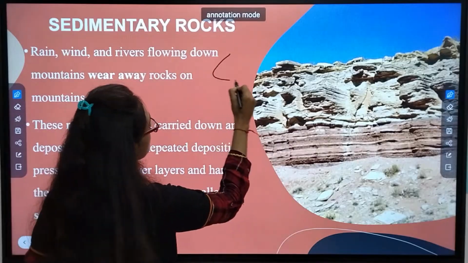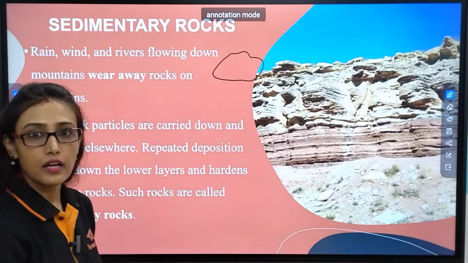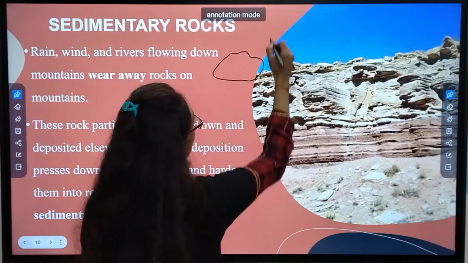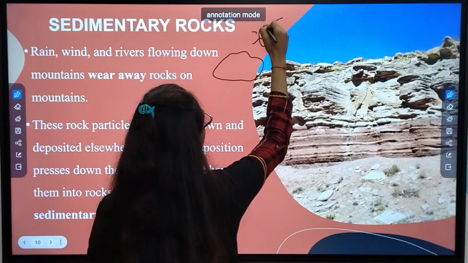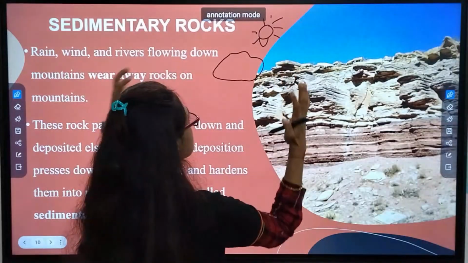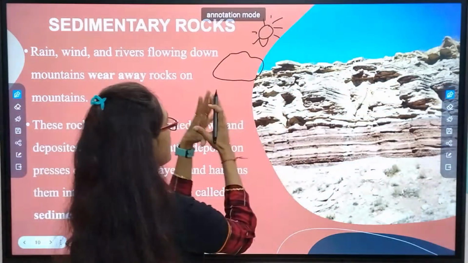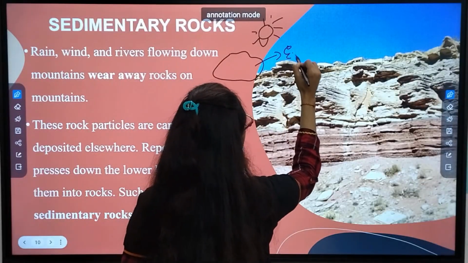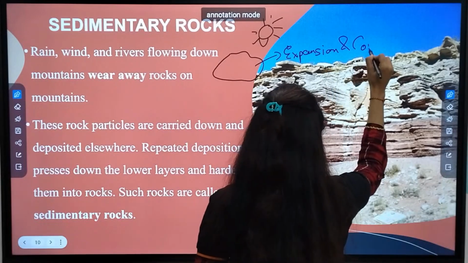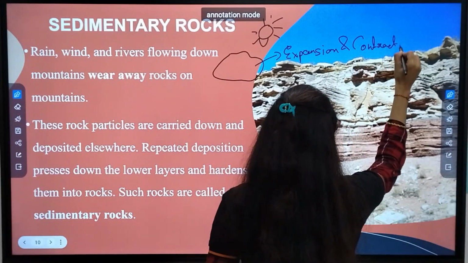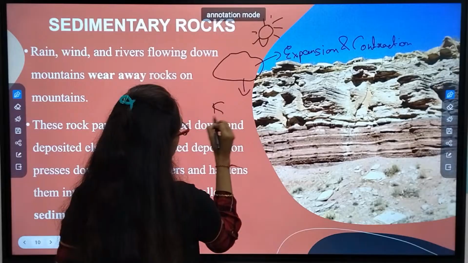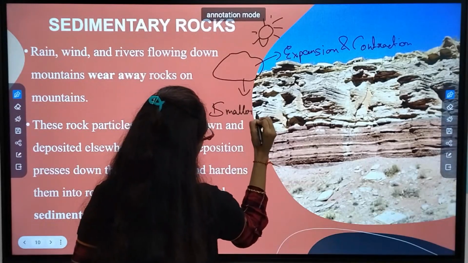Suppose this is a rock. During daytime the rock is expanding. Why? Because of extreme heat over the mountain. And during night time it is very cold, so the temperature is cooling and it is contracting. Due to this expansion and contraction, this bigger rock forms smaller rocks.